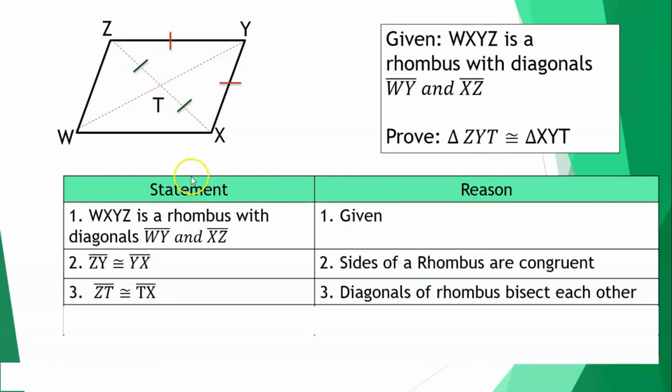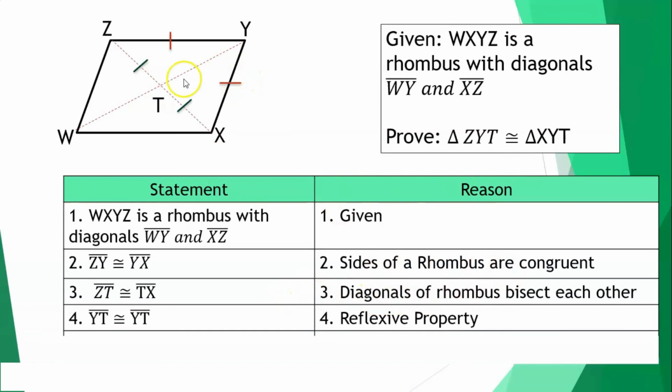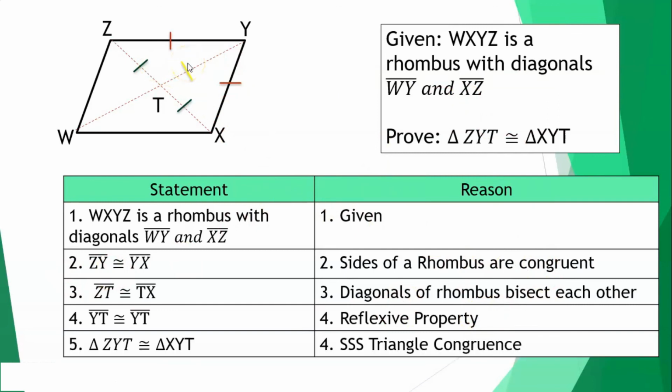Okay, now your third clue, or the next step, would be YT is congruent to YT. It's because this YT is a side common to the two triangles. So that is by reflexive property. So with that, indeed, the two triangles are congruent because of side, side, and side. So that is SSS triangle congruence.